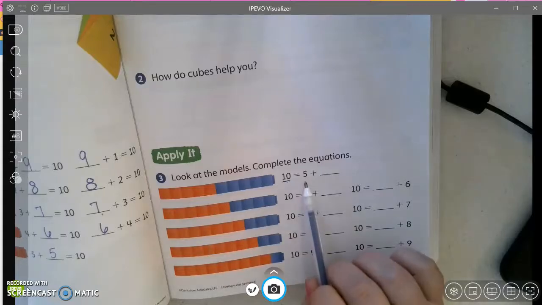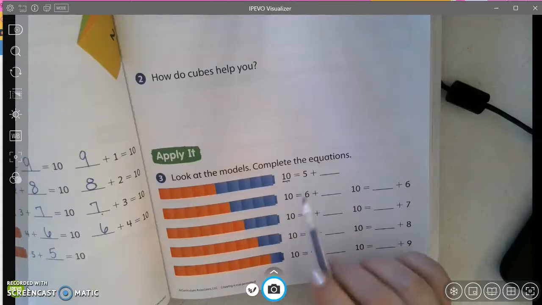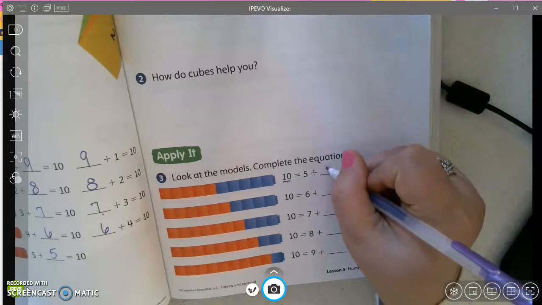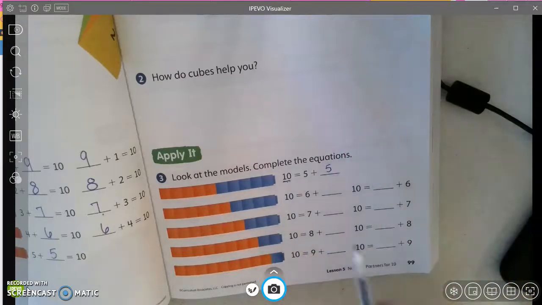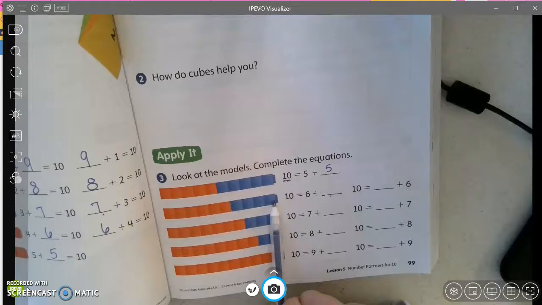If I have 5 red cubes, I have to have 5 blue cubes in order to get 10. That is the only thing that you can add to 5 to get 10. Okay. 10 equals 6 plus what? If I have 6 red cubes, how many blue cubes do I have?